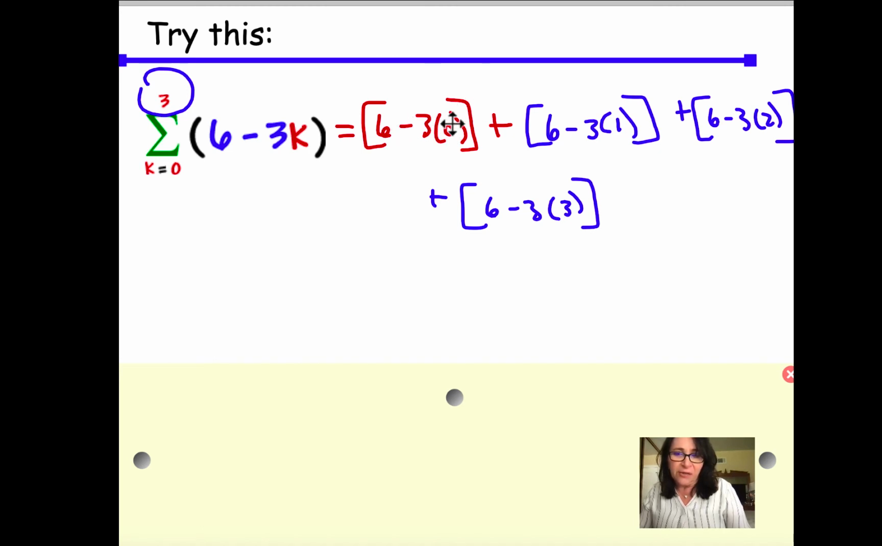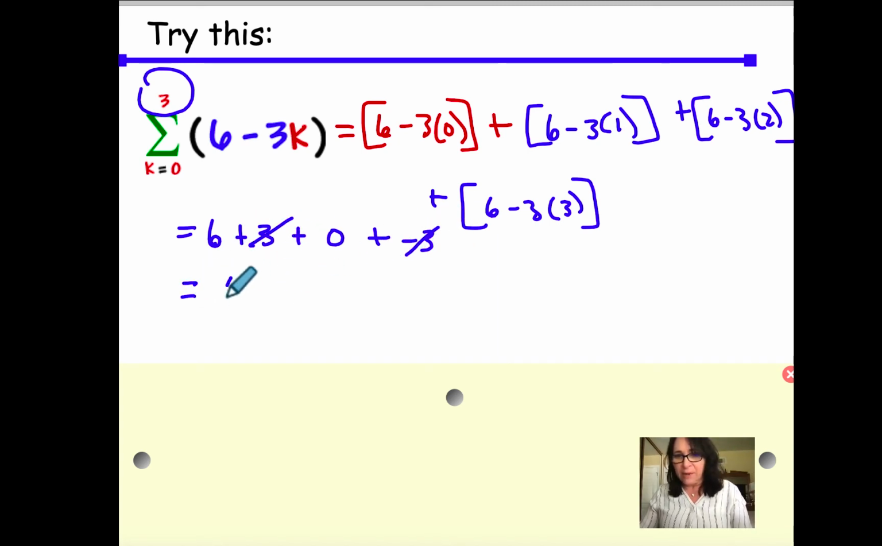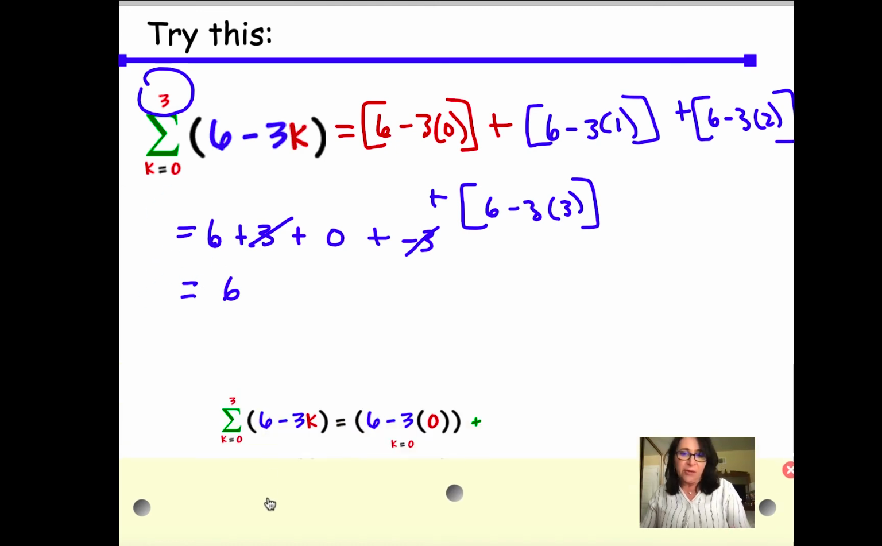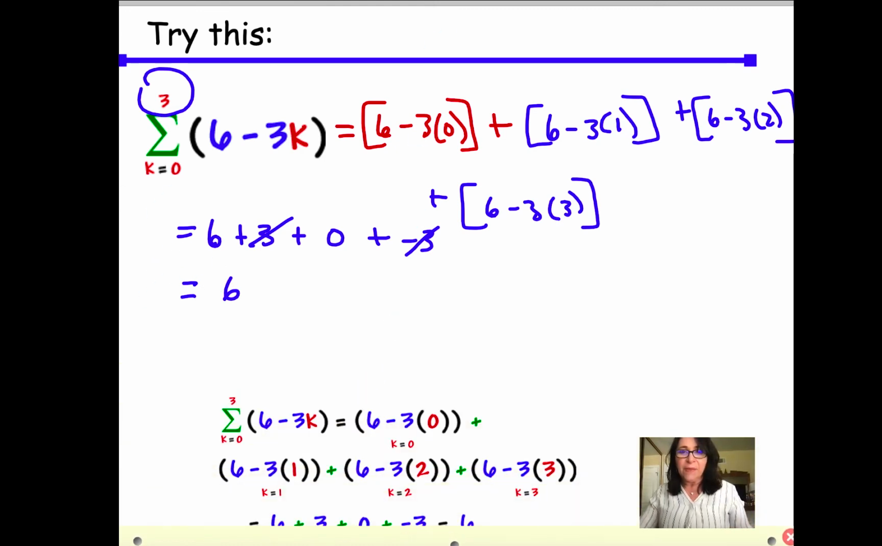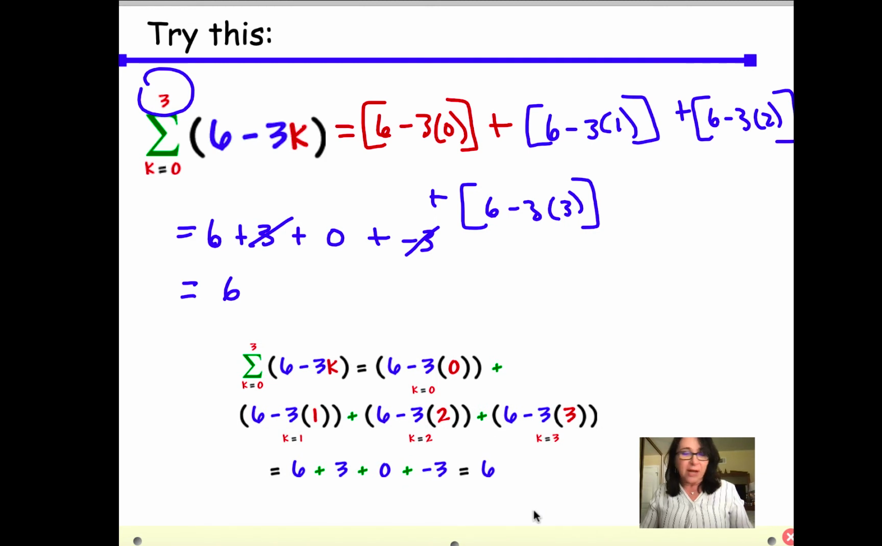So 6 minus 0 is just 6. So you would go 6 plus 6 minus 3, which is 3, plus 6 minus 6, which is 0, plus 6 minus 9, which is negative 3. So when you're finding the partial sum for these, the 3's are going to cancel, and I end up with 6. And 6 would be the result of this value. And that's all you're doing, is you're plugging these values in.